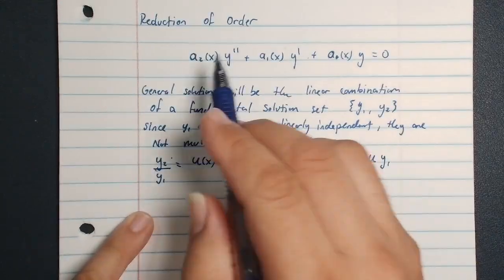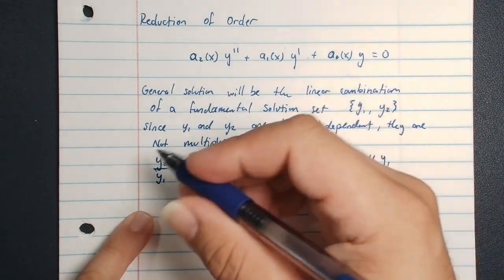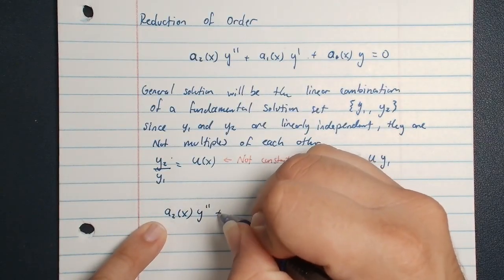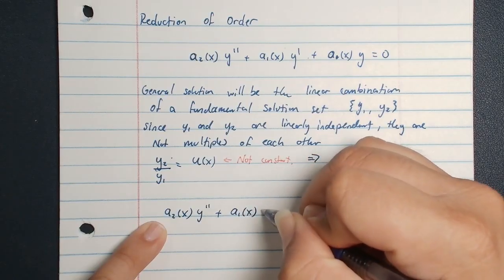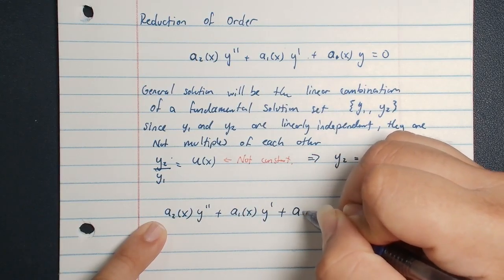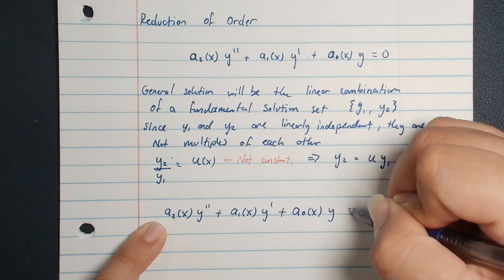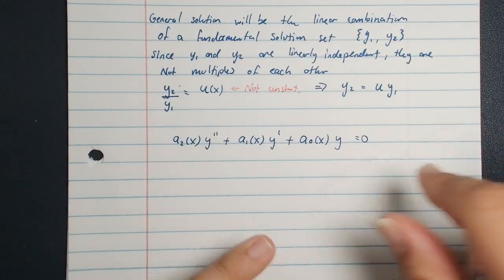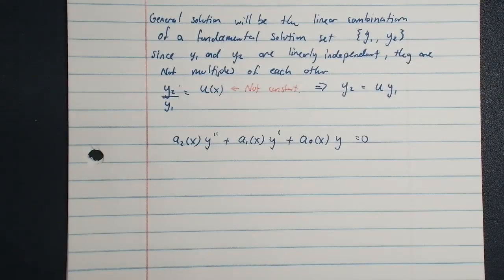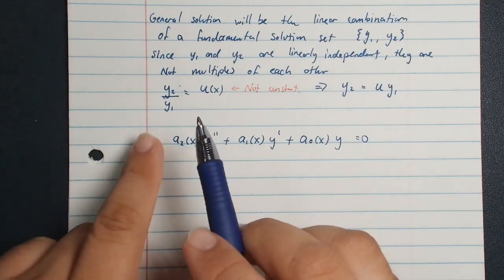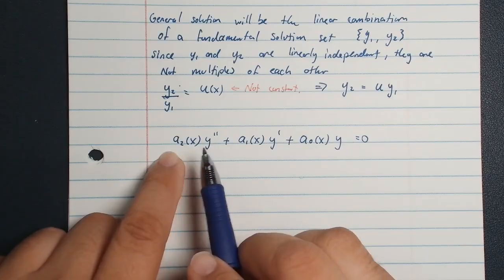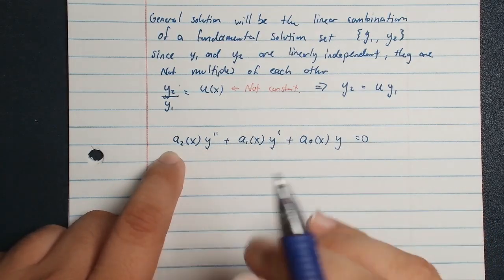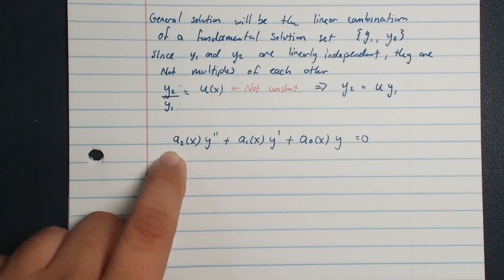Let's take our initial problem, and in fact, let me write it down again. I have a sub 2 of x times y double prime plus a sub 1 of x times y prime plus a sub 0 of x times y equals 0. Again, homogeneous. And now we're simply going to substitute our result from here. Now, before we do that, we're going to take one little step to simplify this in a way that's going to make the actual substitution a little more manageable.